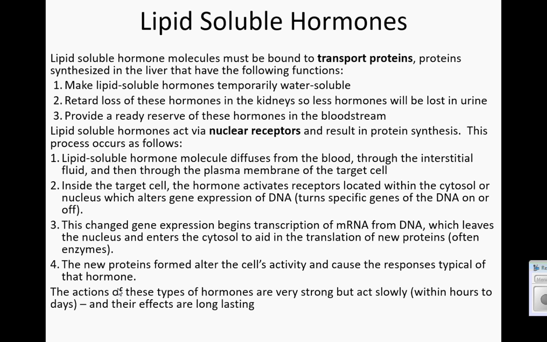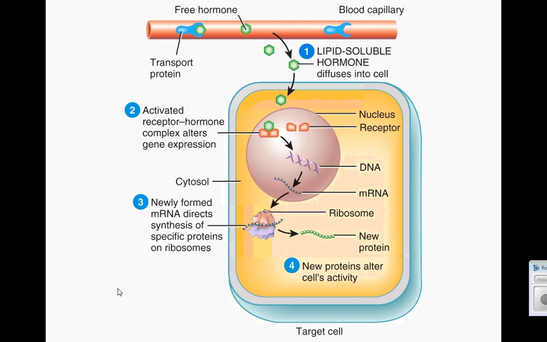Now, lipid-soluble hormones have the capacity to go directly into our cell, and that's illustrated here with step 1 on our figure on the next page. After the hormones break free of the transport protein and leave the blood, they diffuse directly into the cell. Why can they go directly in the cell? Because they are lipid soluble, right?